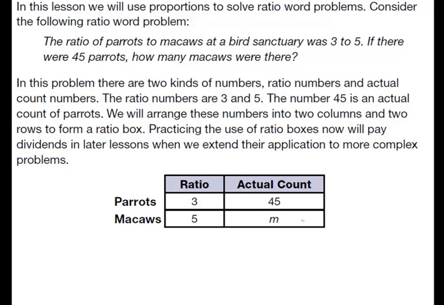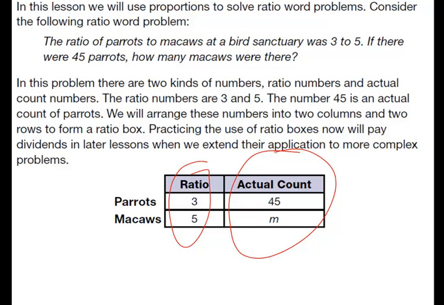In this lesson we're going to use proportions to solve word problems. So consider this word problem. If you have a ratio of parrots to macaws at a bird sanctuary of 3 parrots to every 5 macaws, if there are 45 parrots, how many macaws were there? Well, in this problem there are two kinds of numbers, ratio numbers and actual count numbers. These are the ratio numbers and this is the actual count. The number 45 being the actual count of parrots.